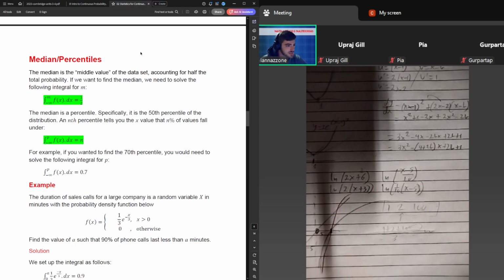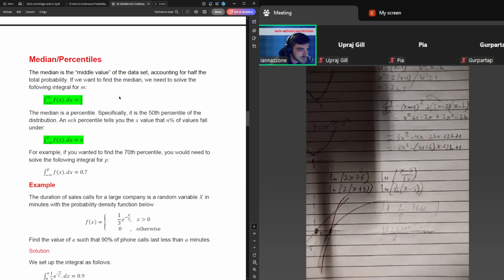So that should make sense that the median accounts for half the total probability, as far as how that works in probability density functions, because it's smack dab in the middle of your distribution. And what you want to find is what value of m would actually achieve that, which is why you set it as an upper bound of your integral. I guess you could do a lower bound version of that, but it's not conventional to do it that way.